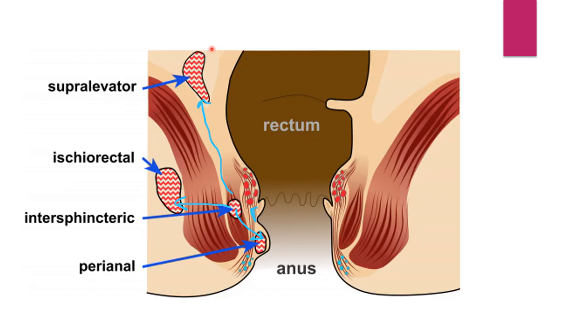Okay, this is a clearer diagram. The intersphincteric abscess, the origin of a perianal abscess. It goes medially and superficial, and this is your perianal abscess. Laterally across the sphincters, this is the ischiorectal abscess. Superiorly into the supralevator space, intramuscular abscess, and also sometimes a submucous abscess.